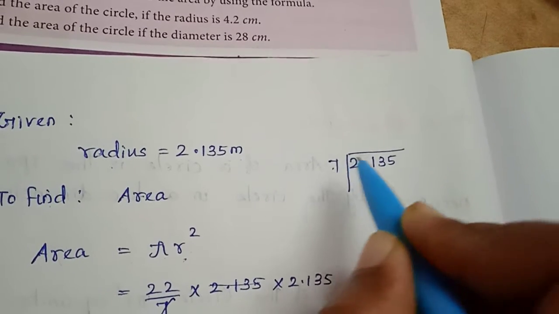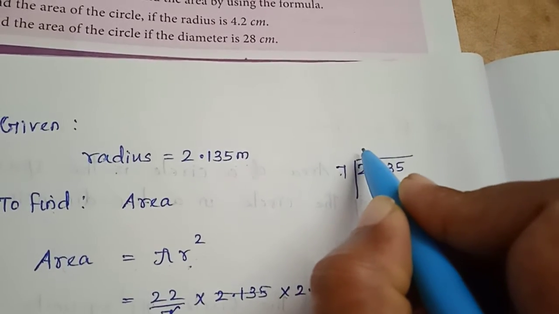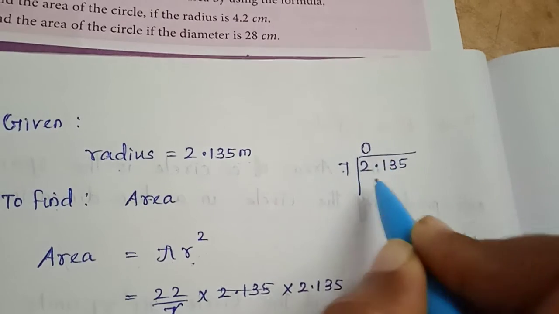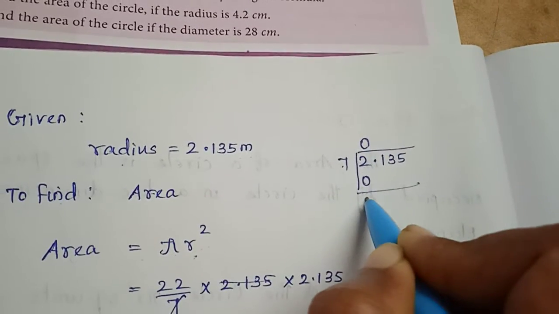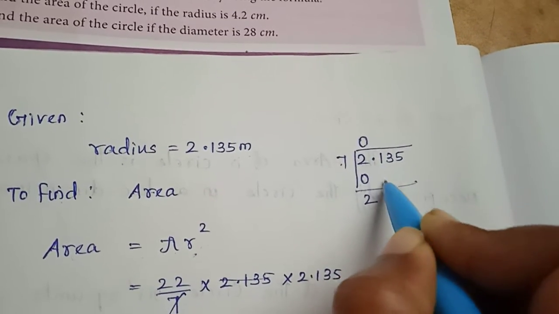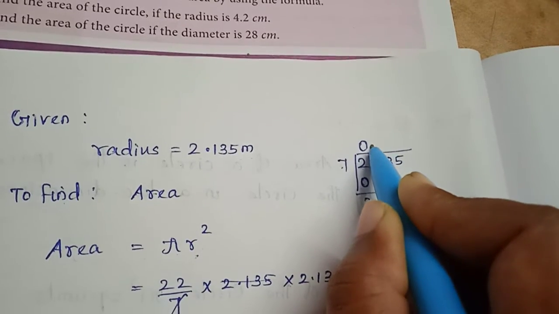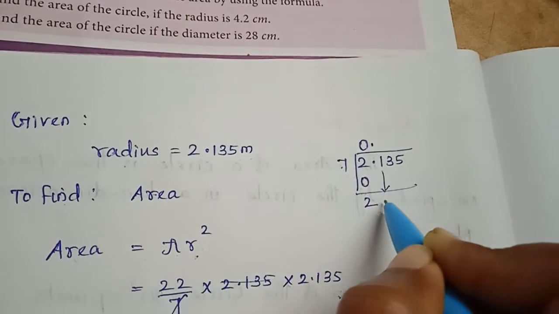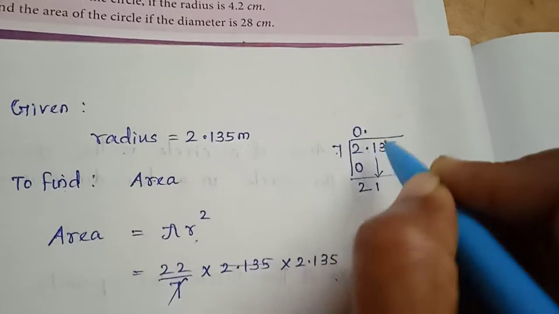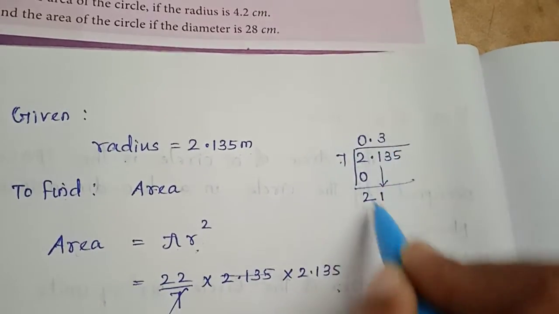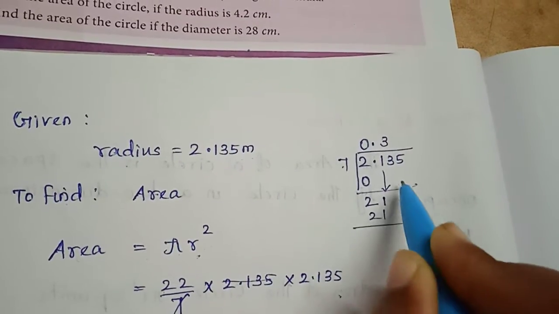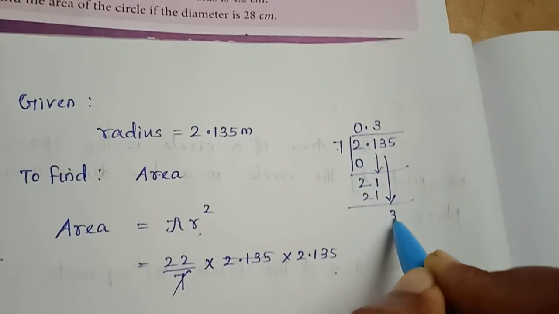2.135 we are going to divide by 7. 2 cannot be divisible by 7. So we'll write 0. Here also 0. If you subtract, we'll get 2. Before bringing down the next number, move the point to the quotient. Now you bring down this 1. In 21, we have 3 times of 7. It is 21. Then we'll bring down the next number 3.